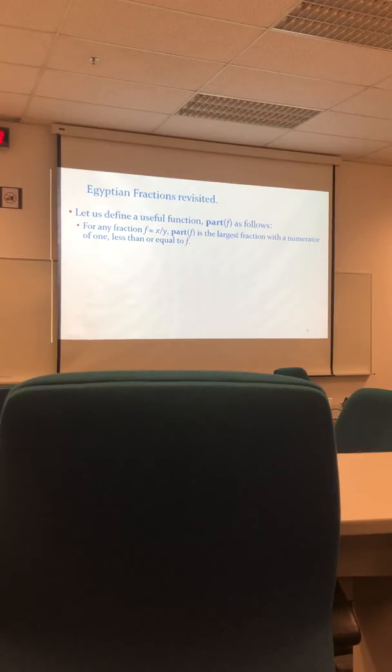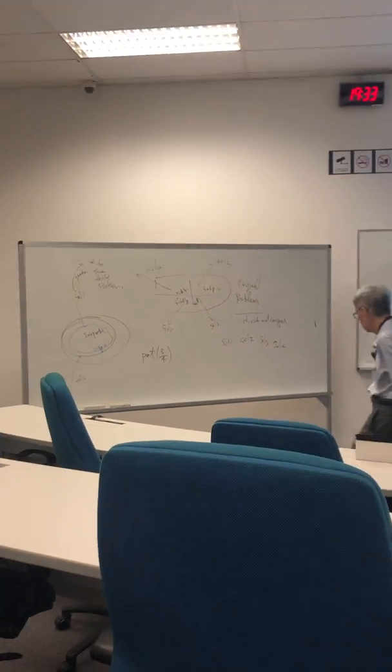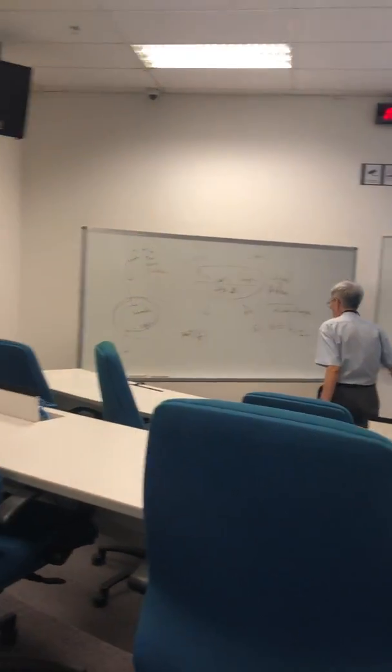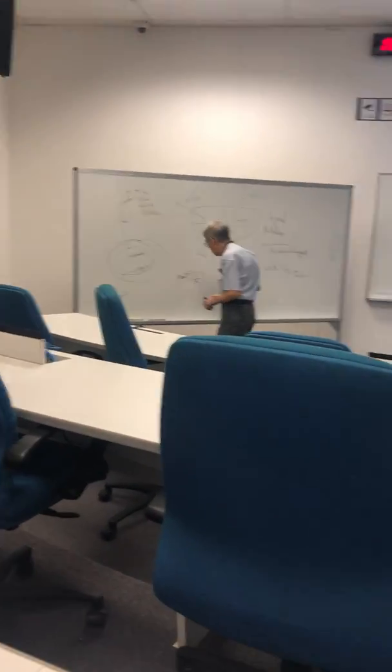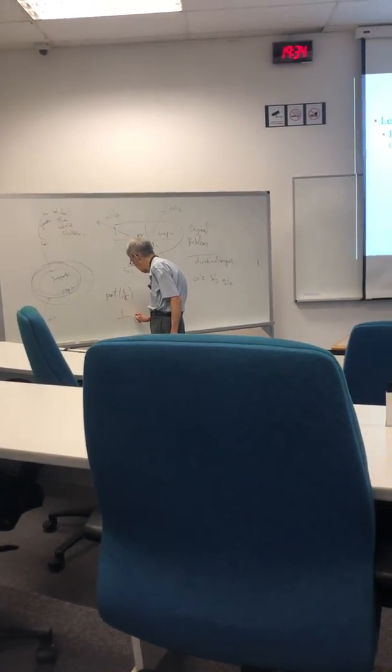For example, what is part 3/4? It is the largest fraction in the form 1 upon something, 1 upon n, that is less than this value.